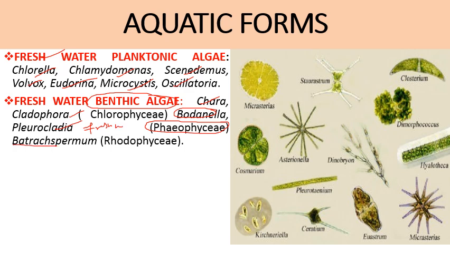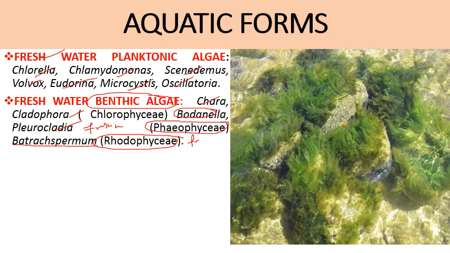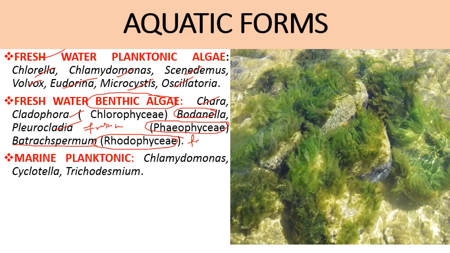Then we have one red algae, that is Batrachospermum, which is commonly known as frog spawn alga. It is a member of Rhodophyceae, which is a red algae, and again this form of red algae is found in freshwater. So there are some exceptions. The next comes marine planktonic algae. It means they are found on the surface of seawater, like include species of Chlamydomonas, Cyclotella, and Trichodesmium, which causes the Red Sea.